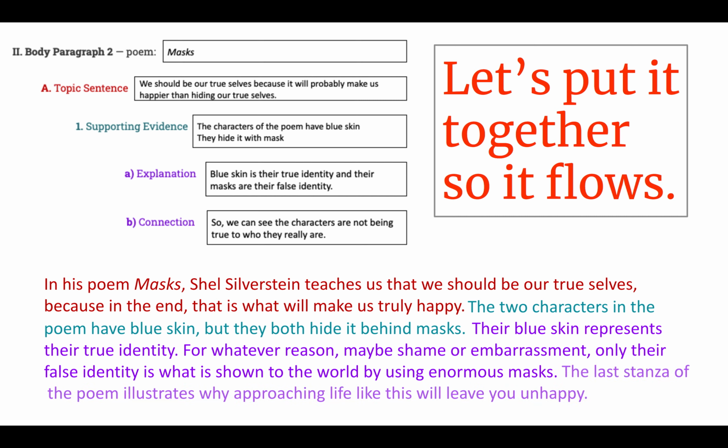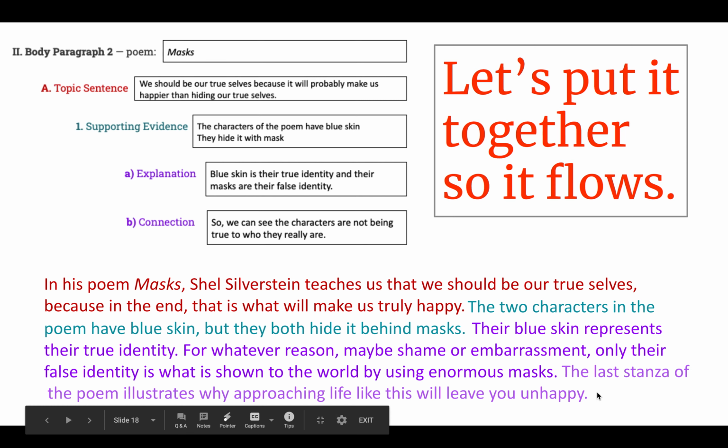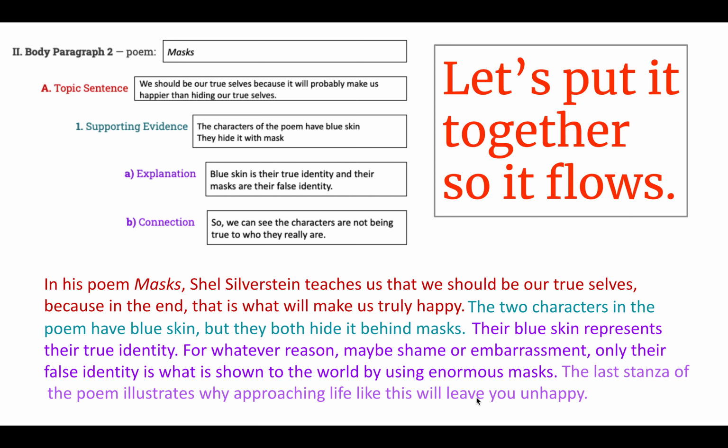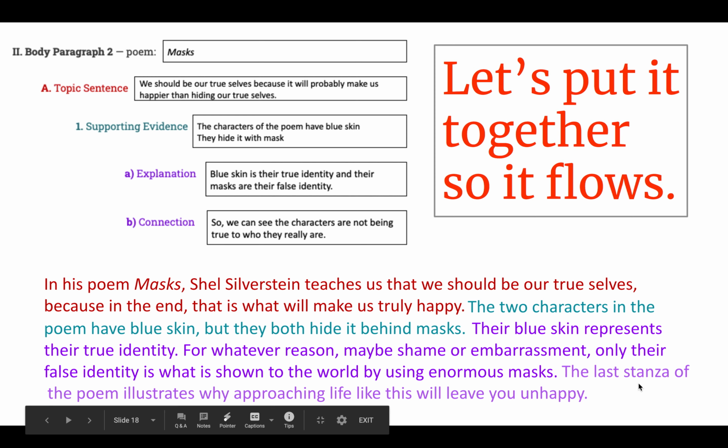The last stanza of the poem illustrates why approaching life like this will leave you unhappy. This sentence actually does 2 things. Number 1, it tells you that doing these things make you unhappy, which proves my claim. It also gives you a preview of what detail I'm going to give you next, which is the last stanza.